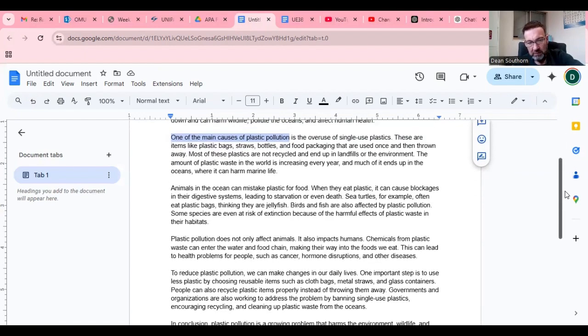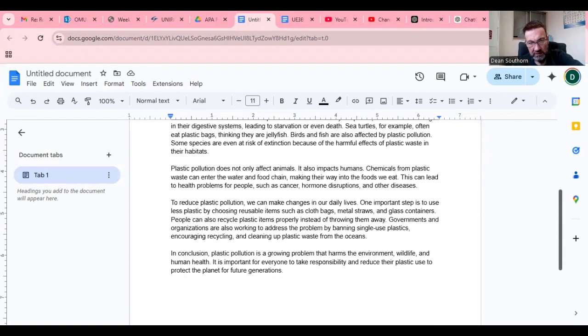There are other more obvious ones. So the plastic pollution is the topic of the topic sentence here. So it does not only affect animals. And then a reduction of plastic pollution here, plastic pollution mentioned here. So often repetition works as cohesive devices.